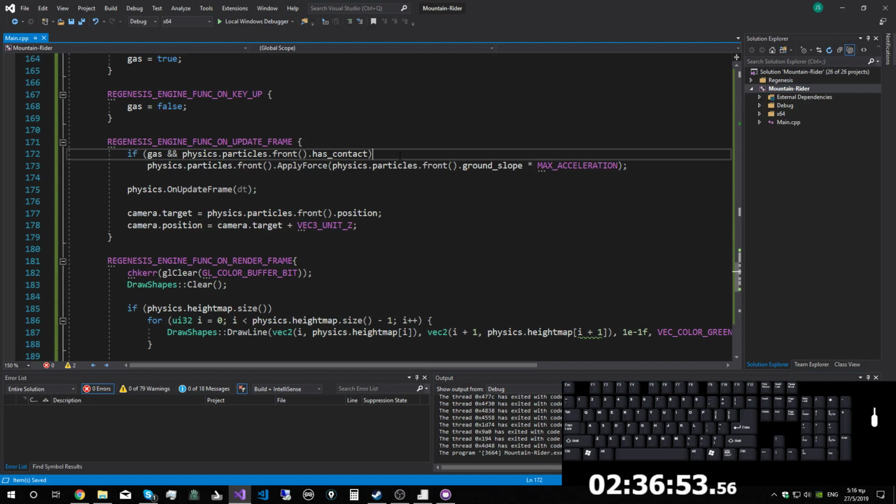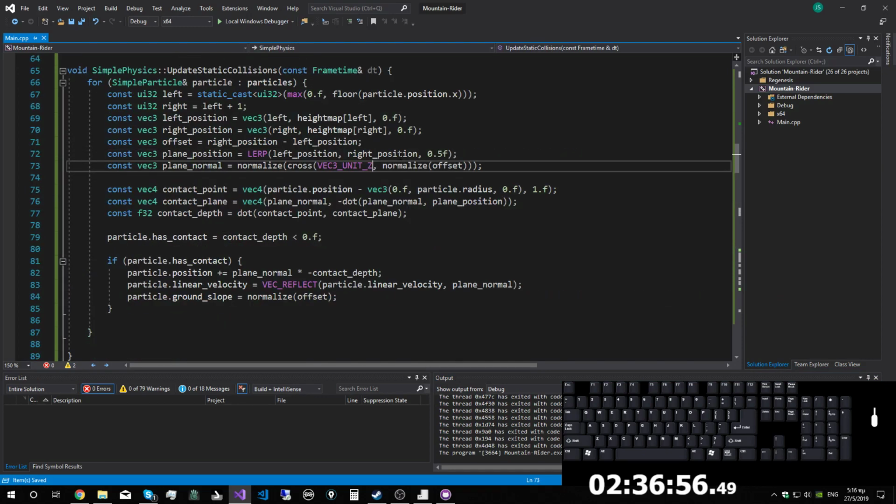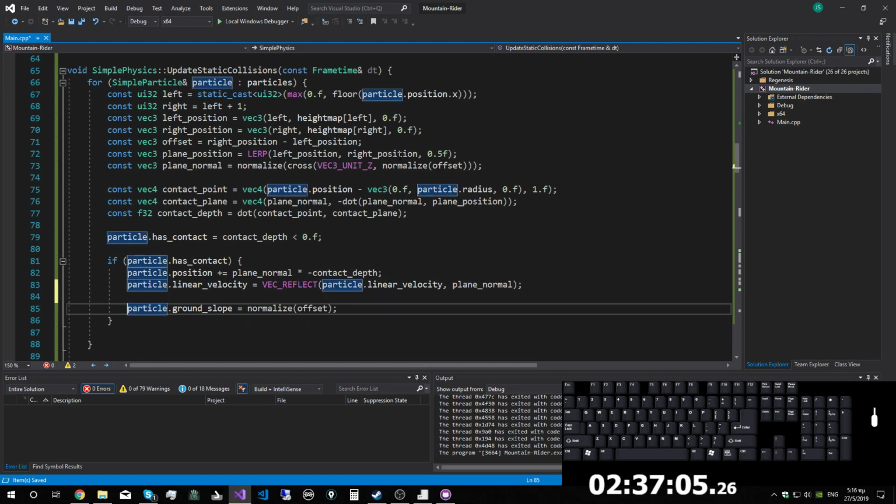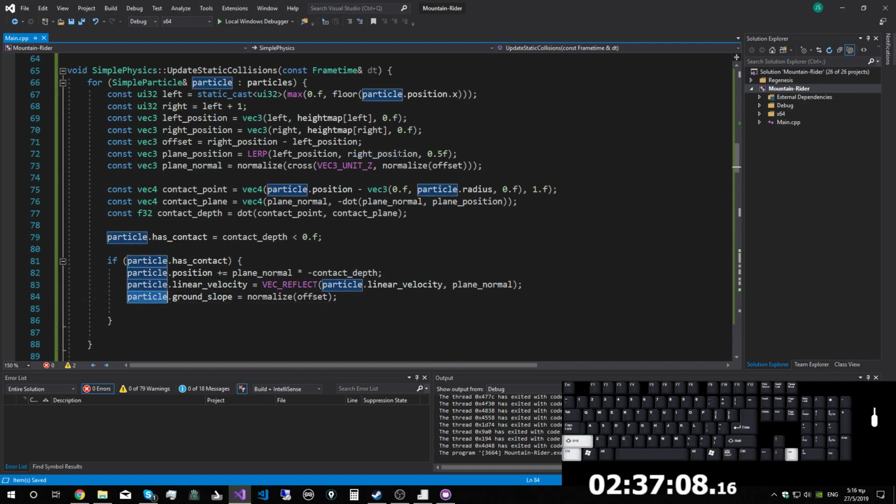We do need to add also some friction only when the wheels are touching down. So here, at this stage where we do have the ground slope, basically the negative of the ground slope is the direction of the friction. It is the direction of the friction's force.